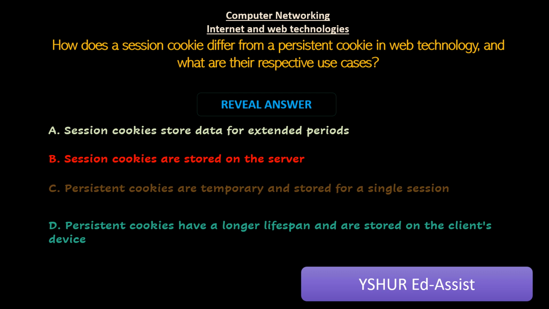How does a session cookie differ from a persistent cookie in web technology? And what are their respective use cases? A. Session cookies store data for extended periods. B. Session cookies are stored on the server. C. Persistent cookies are temporary and stored for a single session. D. Persistent cookies have a longer lifespan and are stored on the client's device.